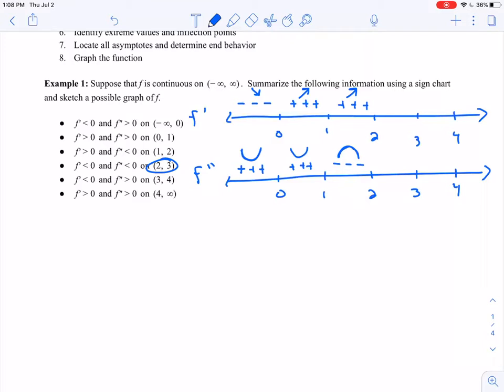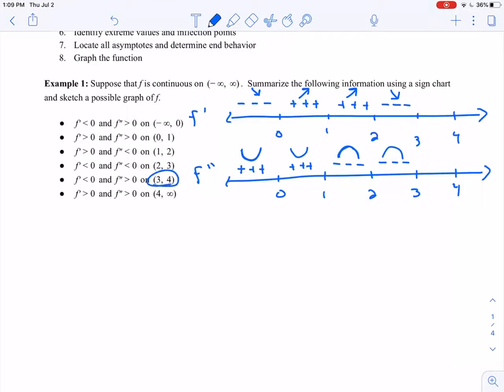Next, 2 to 3. So what do I know there? f prime is less than 0. It's negative. My function must be decreasing there. And f double prime is also less than 0. So my second derivative, still negative, still concave down.